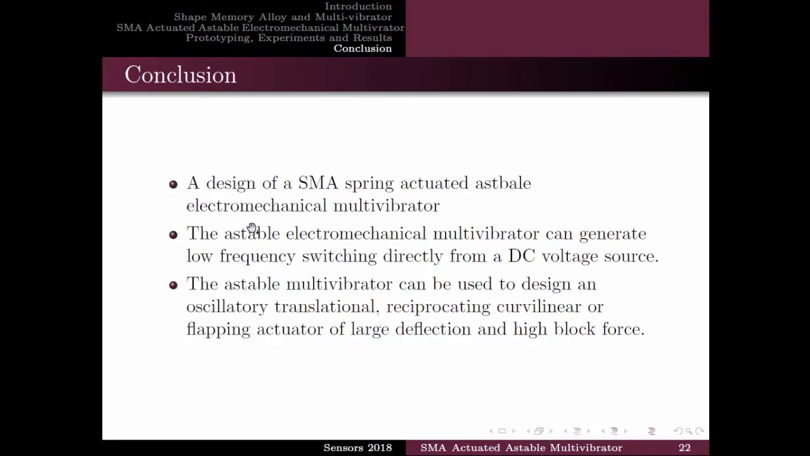And the conclusion is, we have designed a shape memory alloy actuated astable electromechanical multivibrator, and this multivibrator can be operated by both DC and AC. This is a very simple mechanism with a bistable mechanical switch. If we supply DC voltage, it will keep flapping to the other side. So to get some kind of low frequency flapping actuator, it's a very simple mechanism.